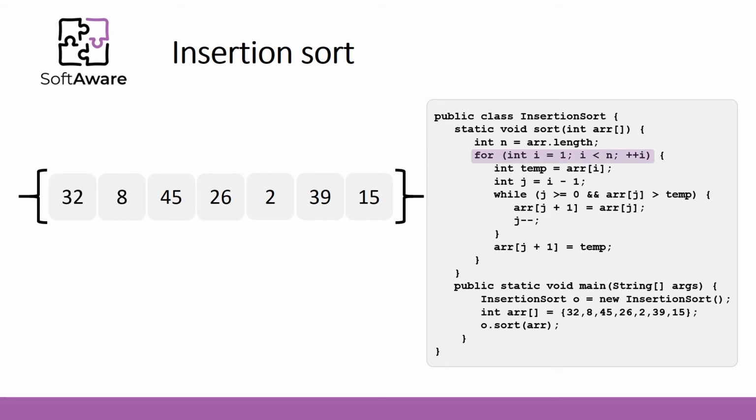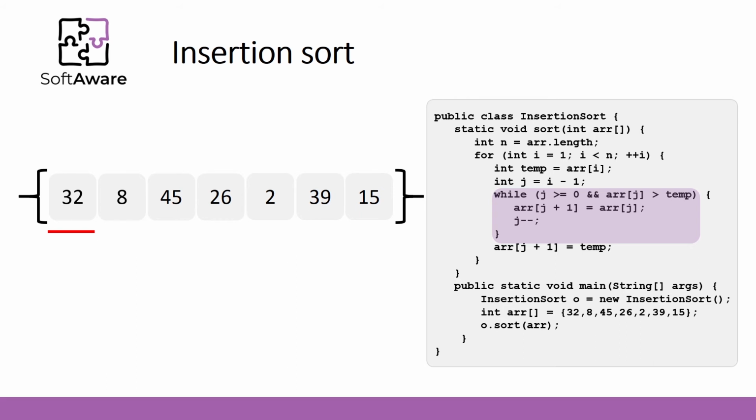We move through the array until the end, and before every inner loop we assign a temp variable to be the first unsorted element of the array. At the beginning it is 32. Then we define j to be the length of the sorted part and go through all sorted elements, moving them to the right until the right position of the temp variable is found. After that, we insert the element in the right position.